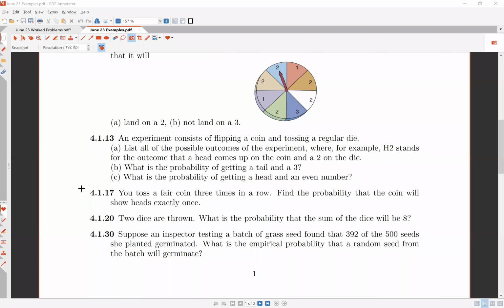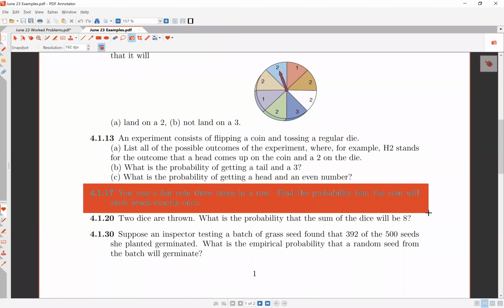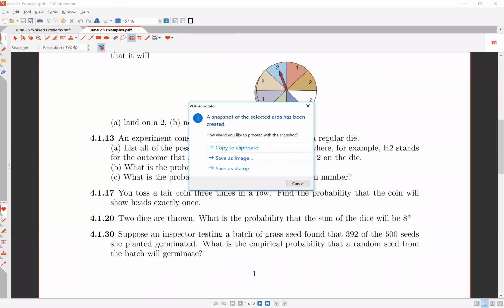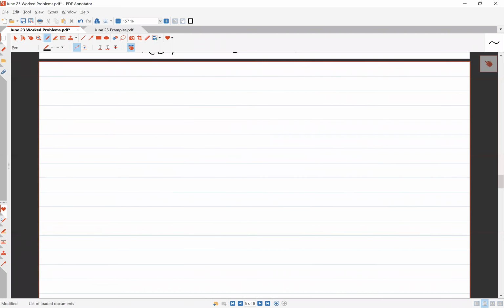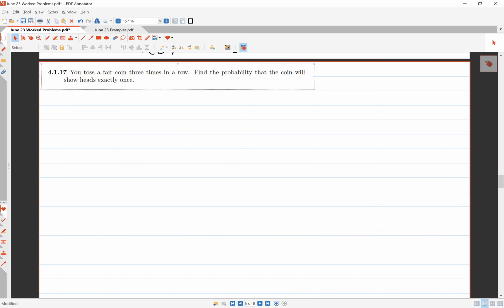Okay, so the next example says we're tossing a coin 3 times in a row. We want to calculate the probability that if we toss a coin 3 times in a row, we see heads exactly once. Now, if you just look at this question, it can seem pretty ominous. Like, how do we calculate this?